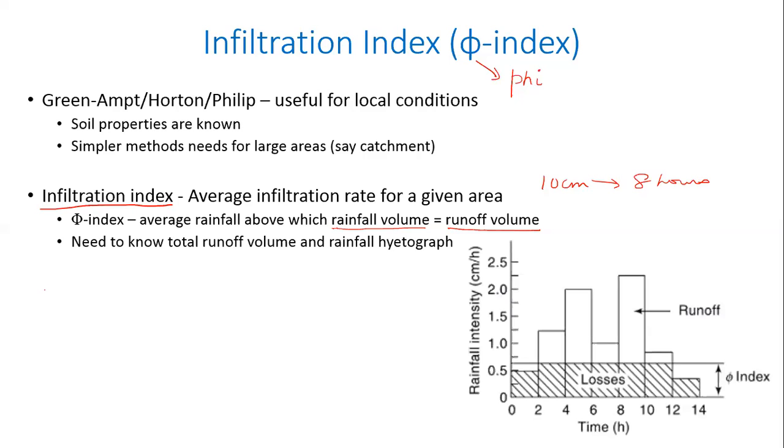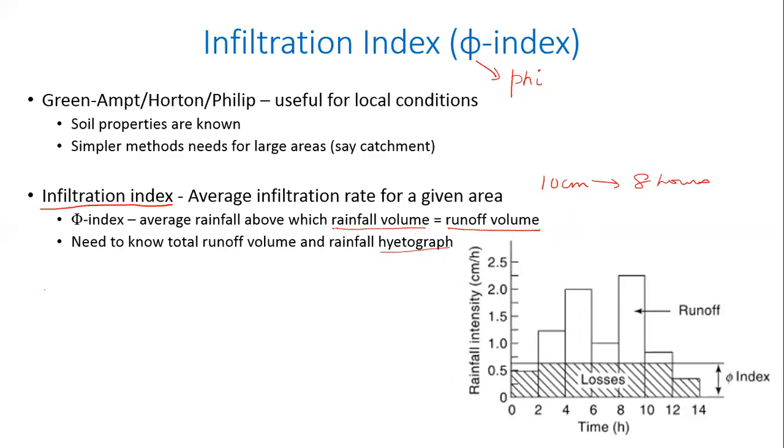So look at this figure. On the x-axis I have time, and on the y-axis I have the rainfall intensity as a function of time. In the first 2 hours, you got 0.5 centimeters per hour of rainfall. The next 2 hours, you get 1.25 centimeters per hour. The next 2 hours, you get 2 centimeters per hour, and so on. What is this kind of plot called? It's a rainfall hyetograph. It is plotting the rainfall intensity as a function of time, as a bar chart.